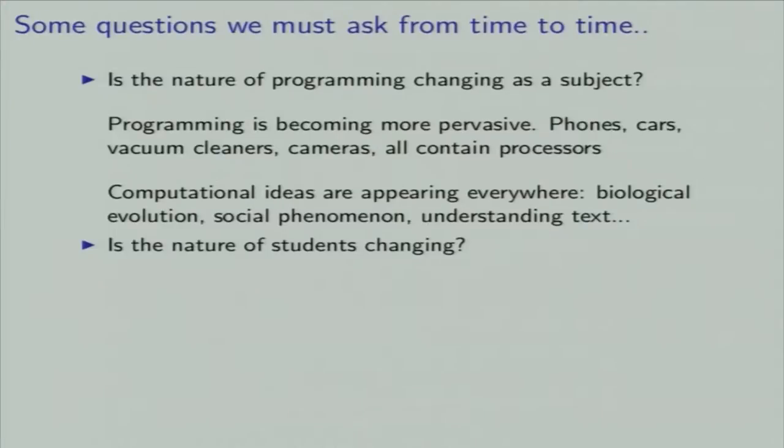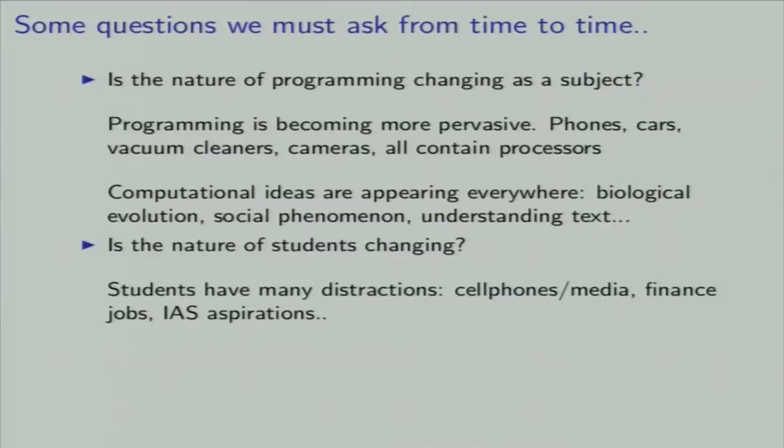The second important question is, are our students changing? After all, we don't teach in a vacuum. We have to have our students. And if they are changing, we have to figure out how they think and what they are doing. Over time, students have acquired a huge number of distractions. Half the time, students might be texting a message or something like that. So you have to guard against that.